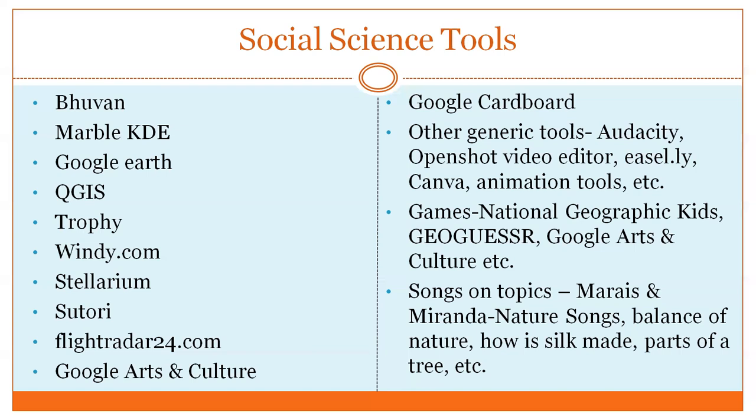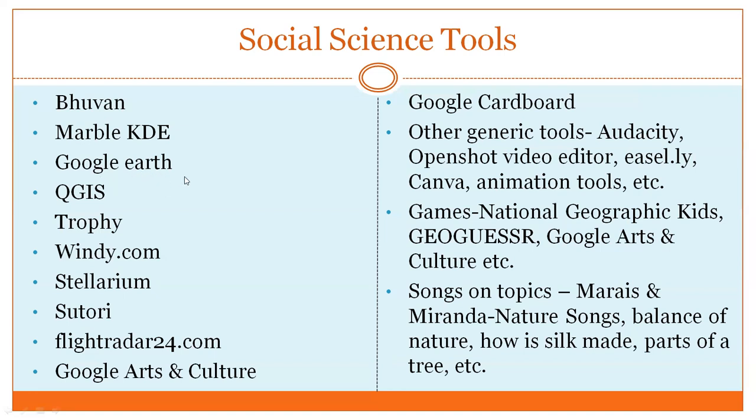Then you have Marble KDE. KDE is the community that designs free and open source software. So Marble is the tool, and this is again free and open source software, and you can create maps. Like Bhuvan, you can also create maps on this. You can go on zooming till street level, and you have various features in that. I'll quickly go through the screenshots that I have prepared for you and kept here in the presentation.